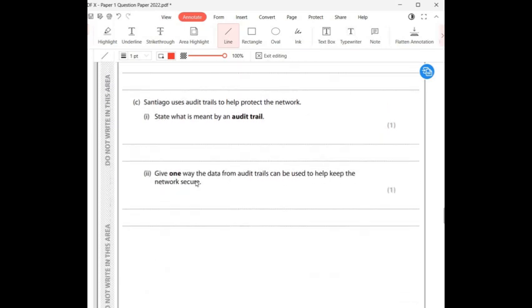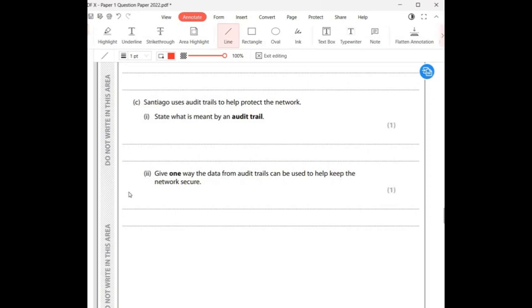C. Santiago uses audit trails to help protect the network. What is an audit trail? So an audit trail is a record of activities taking place on a computer system. Or you could say automatic record of what has happened and who did it. So I would say an audit trail is an automatic record of what has happened and who did it.